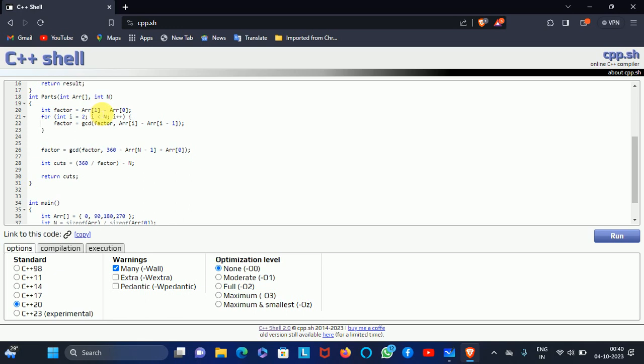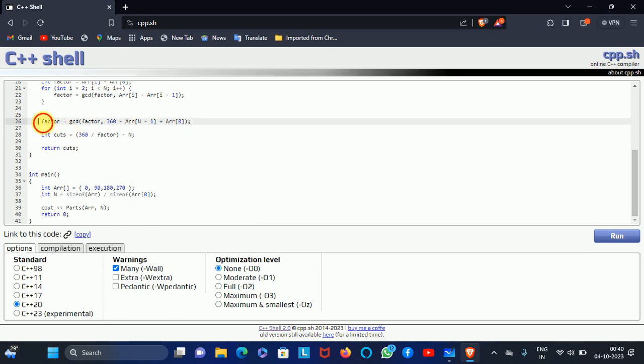First I find the difference between array of 1 and array of 0, and then I iterate I from 2 to the whole size of the array and update the factor by GCD of factor comma array of I minus array of I minus 1. The third step is to update the factor equal to GCD of factor comma 360 minus array of n minus 1 plus array of 0. Finally we find the minimum number of cuts, which is 360 by factor minus n, and return it.